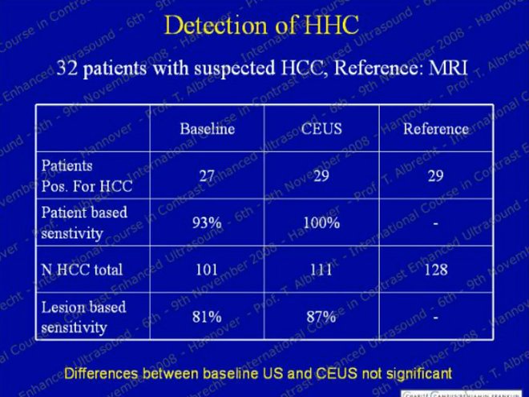The total number of HCC was 128 in our population, 101 seen on ultrasound without contrast, 111 with contrast. Increase in sensitivity with regards to individual lesions from 81 to 87%. So there is apparently some improvement, but none of these changes were statistically significant. This may well be due to sample size, but the advantage is obviously relatively small.